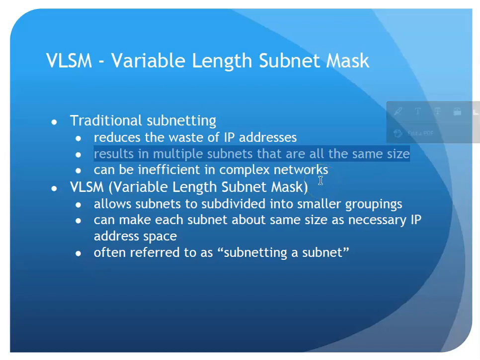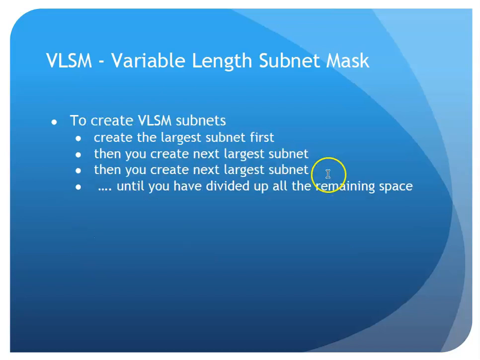So variable length subnet mask allows you to subnet into smaller groupings. I can actually take an existing subnet and break it into some smaller pieces for smaller parts, smaller departments, smaller sections of my network. To do this, I figure out what I need, and I start with the largest subnet, allocate that, and then I work on the remaining space and break it into the next largest piece, then the next largest piece, and I work my way down.